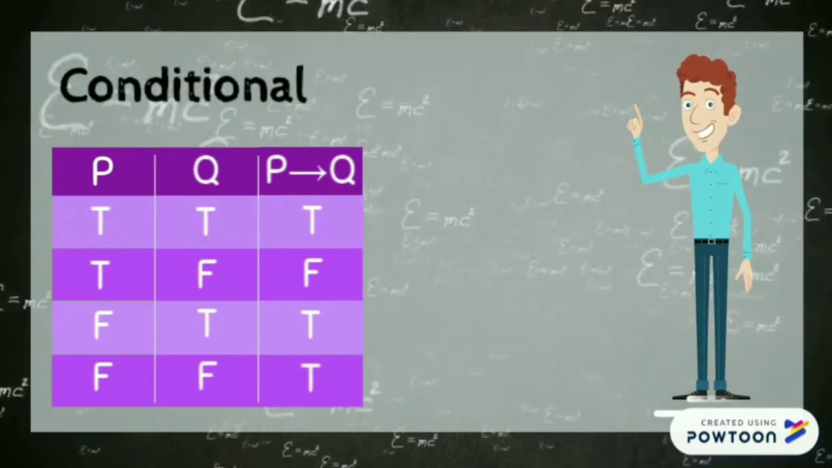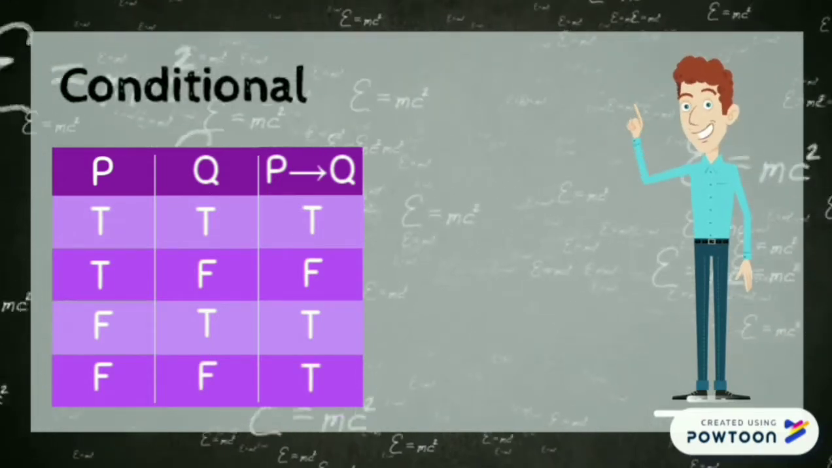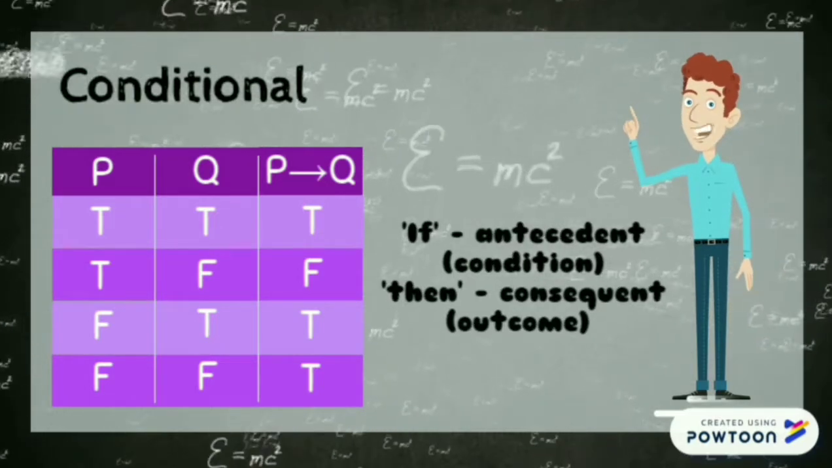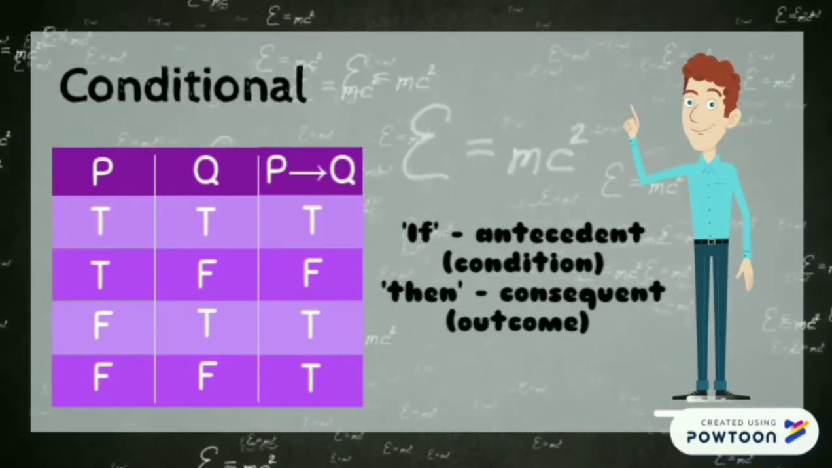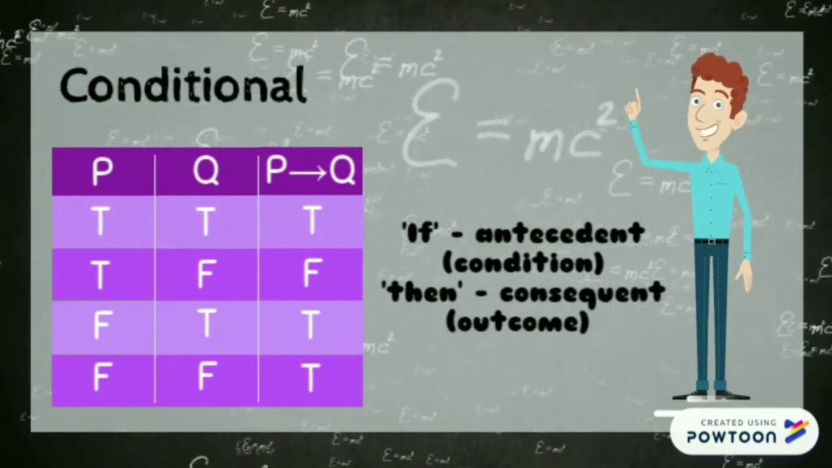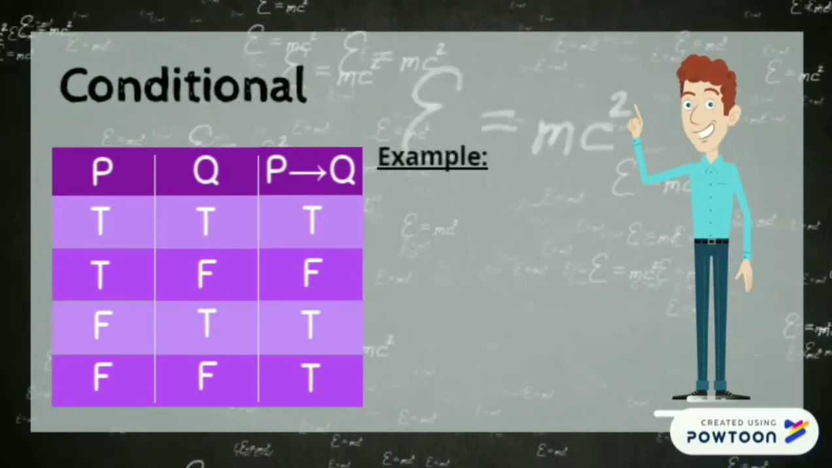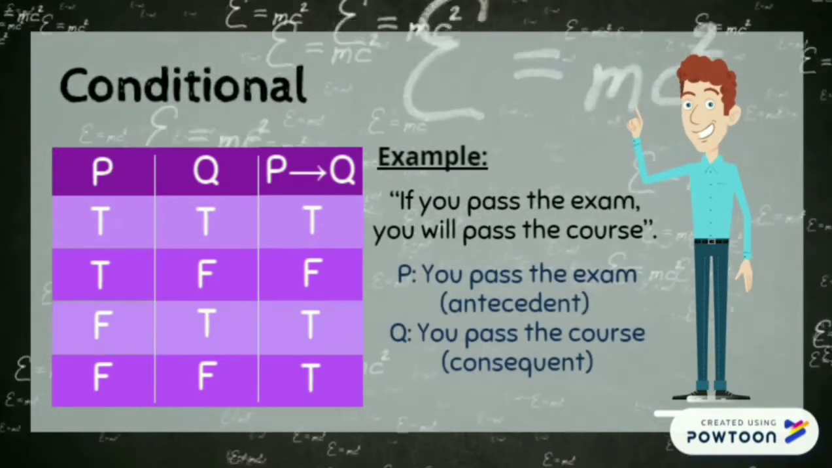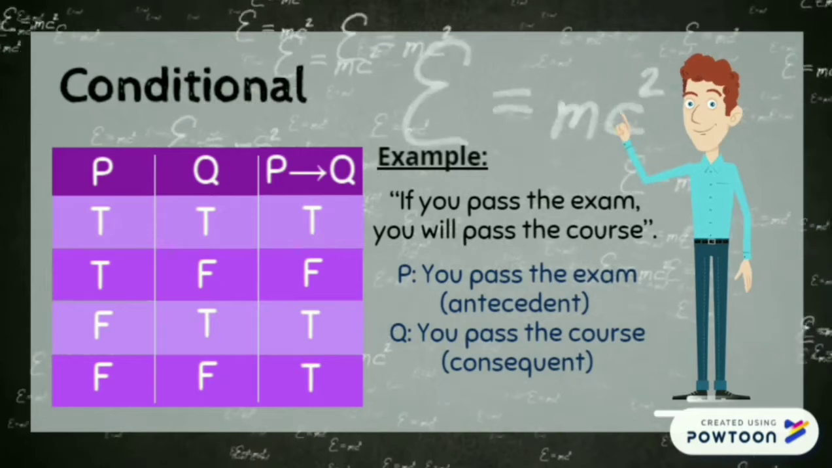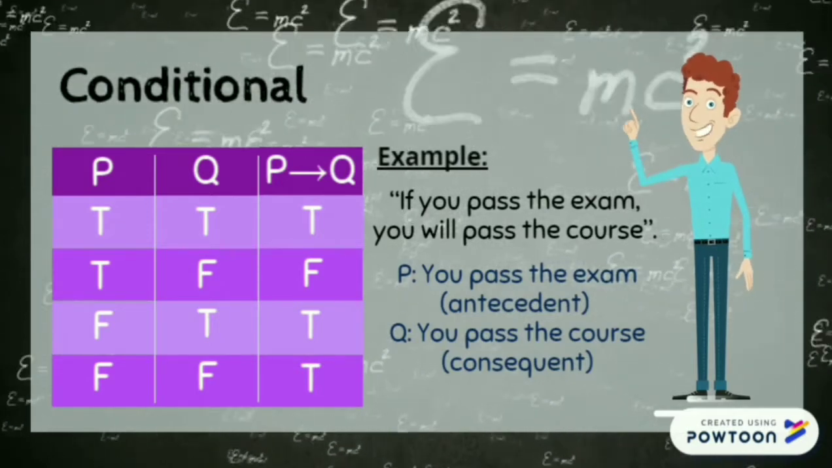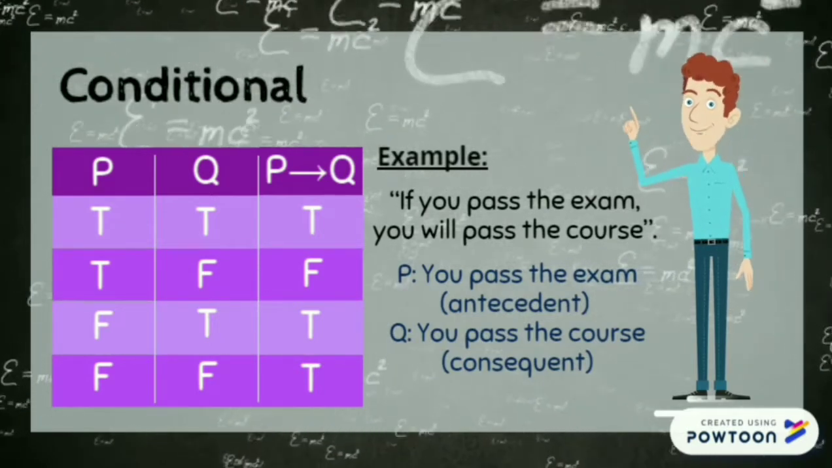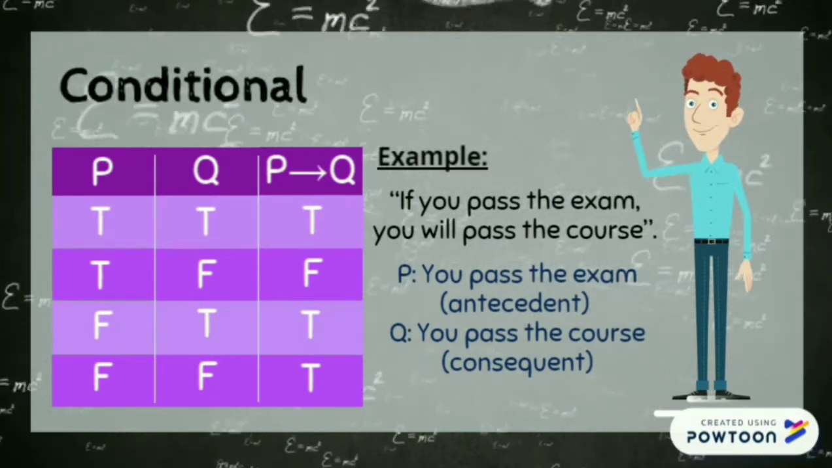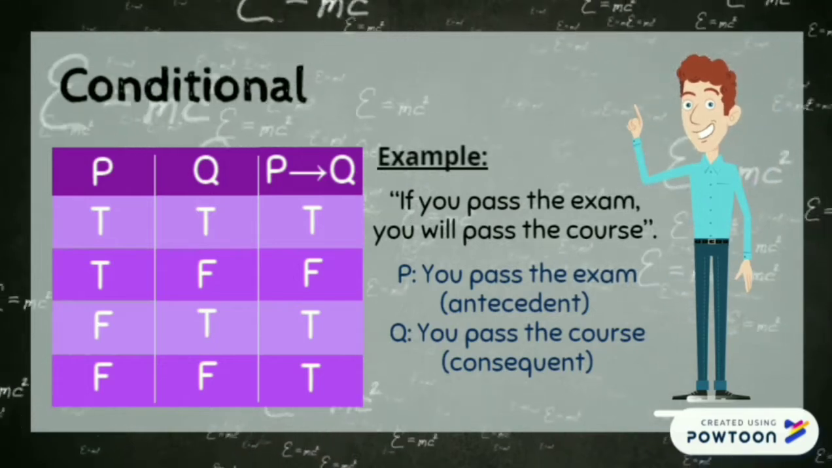The conditional P→Q represents an if-then type of compound statement. In a conditional the if clause is the antecedent, which means the condition, and the then clause is the consequent, which means the outcome. For example, if you pass the exam, you will pass the course. You pass the exam is represented by P, which is the antecedent, while you pass the course is represented by Q, which is the consequent. So, how does this work? There are 4 cases for this conditional P→Q.